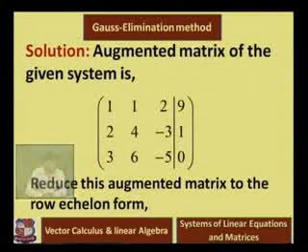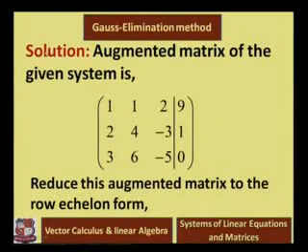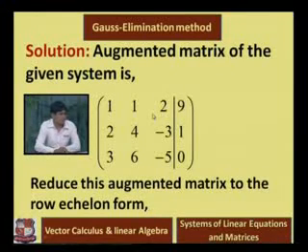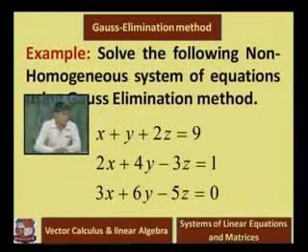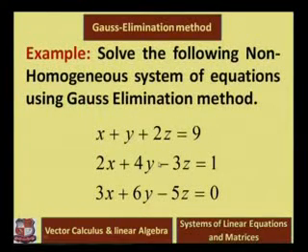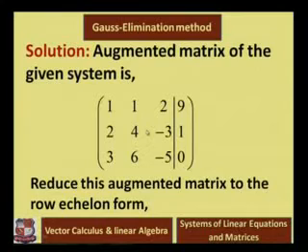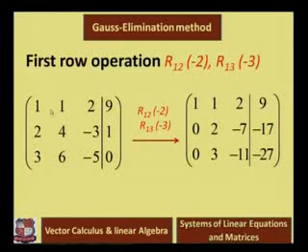Now, solution. Let the augmented matrix, which is written from the system of equations, be written in this fashion. Now our aim is to convert this augmented matrix into row echelon form. So for that we wish to convert this matrix into row echelon form.